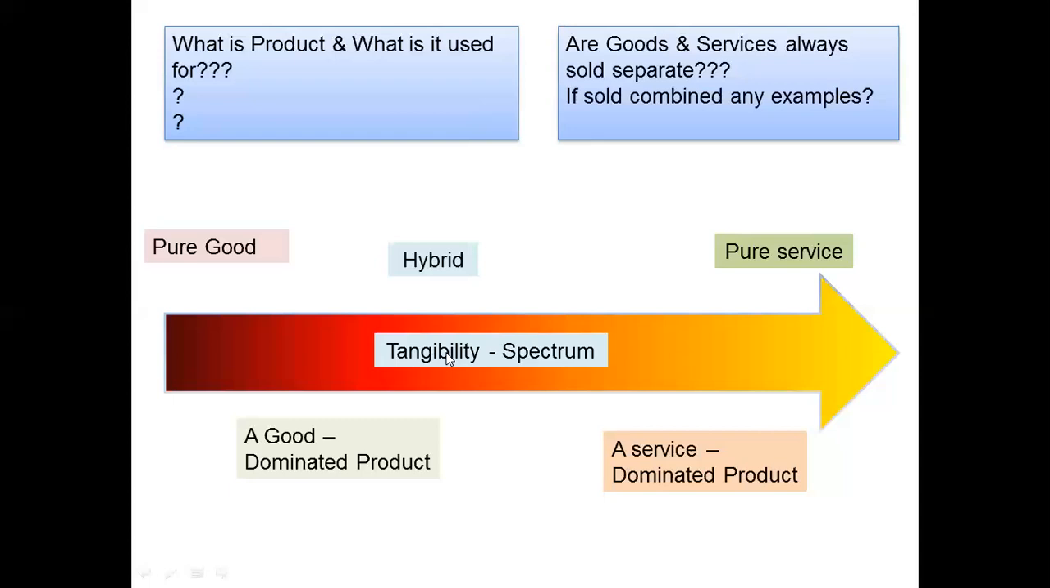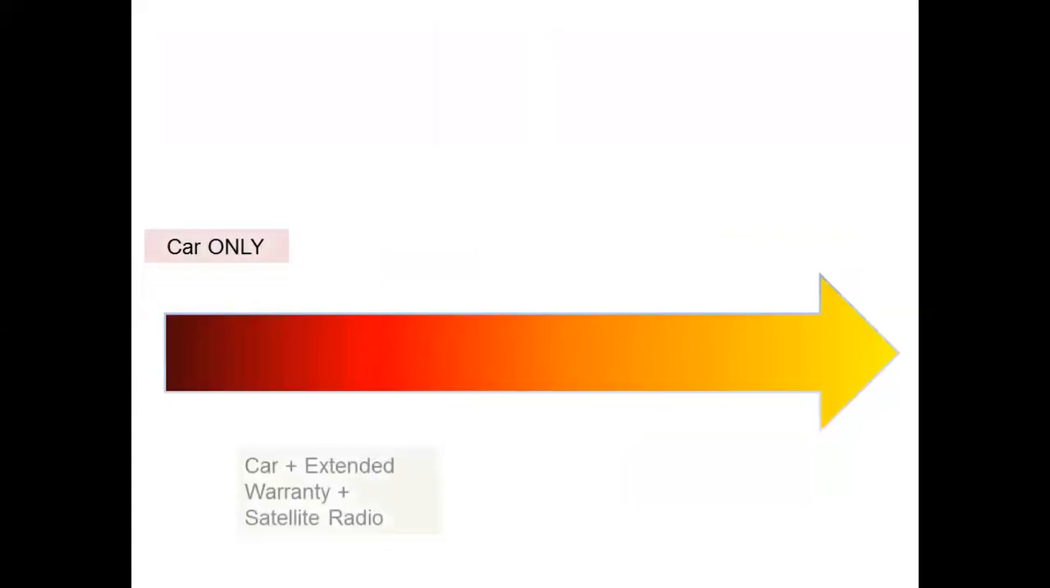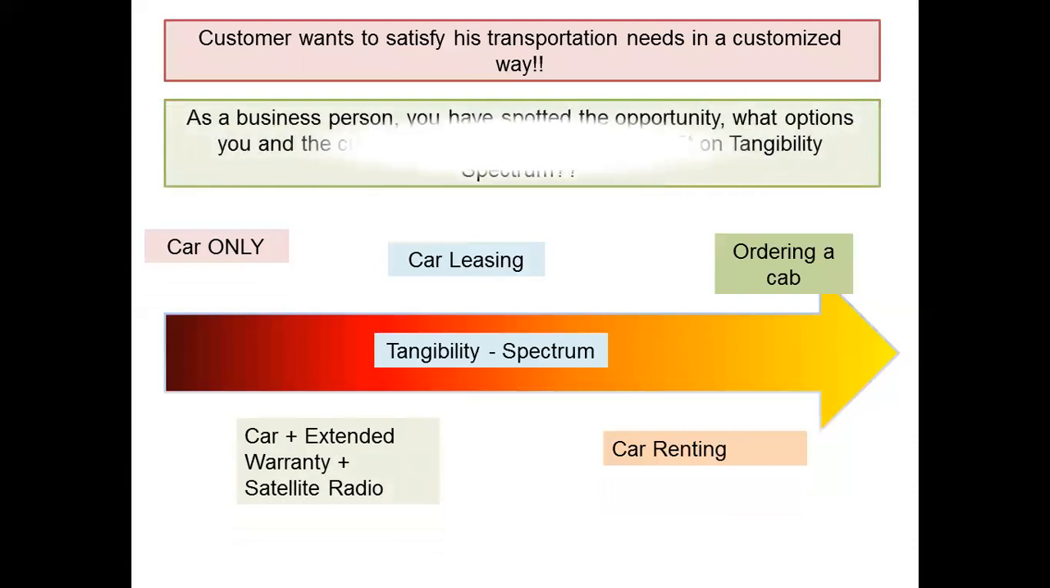So let's look at this from a customer's perspective. We have an example here. What does the customer actually want? From a customer's perspective, a customer wants to satisfy his transportation needs in a customized way. As an entrepreneur, you have spotted this opportunity, and now you are looking at what options you and customers have, and how they fit on the tangibility spectrum. What you are selling, or what the customer is paying for, shall be placed here.